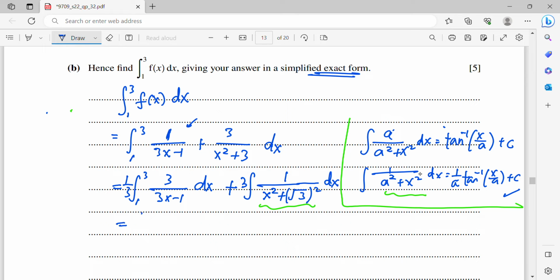So the first integration is 1 over 3 ln of 3x minus 1. Okay, the second integration is going to be plus 3. It will be 1 over a. Now my a is square root 3. So 1 over square root 3, the inverse tangent x over my a. A is again square root 3. And now I will consider the limits, because they are sharing the same limits, 1 to 3.